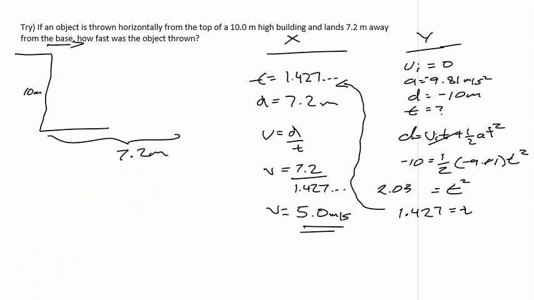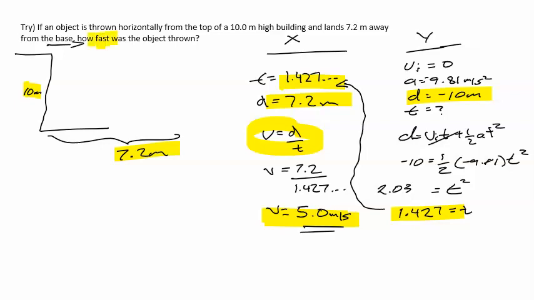Okay, so if you tried this, you got the 10-meter high building. It's landing 7.2 meters away from the base. So 7.2 meters, the displacement of 10. And you should have found that you had a time of approximately 1.4 seconds. That is a thing that comes there, and v being v is equal to d over t means that we've got a velocity of 5 meters per second.